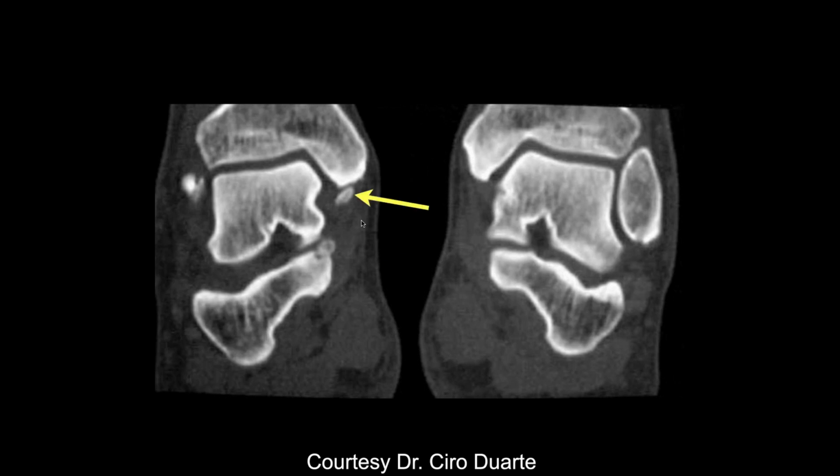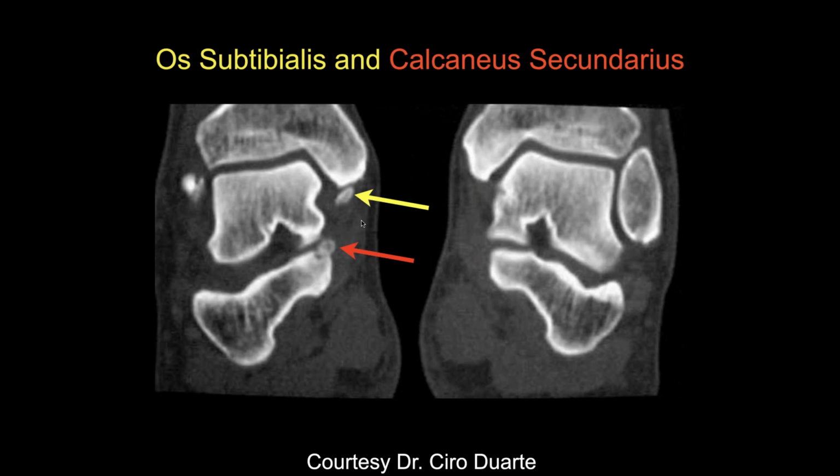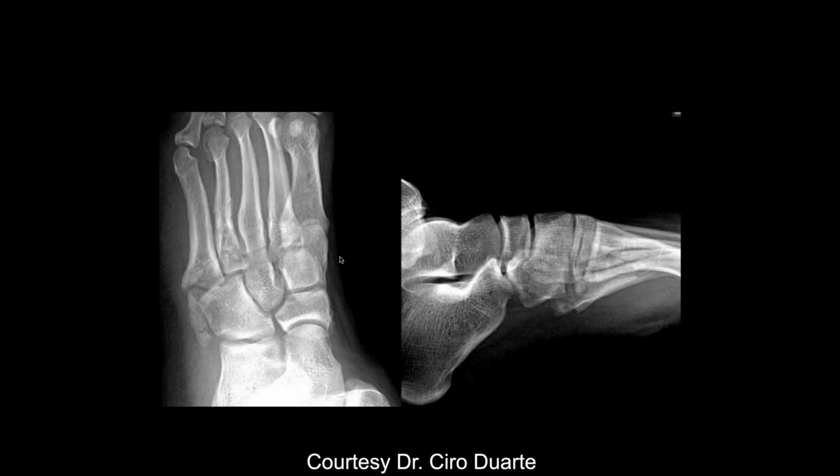Okay, here we can just see two more ossicles. This is an os subtibialis and a calcaneus secundarius. Let's see, Ashley, what do you think of this case?